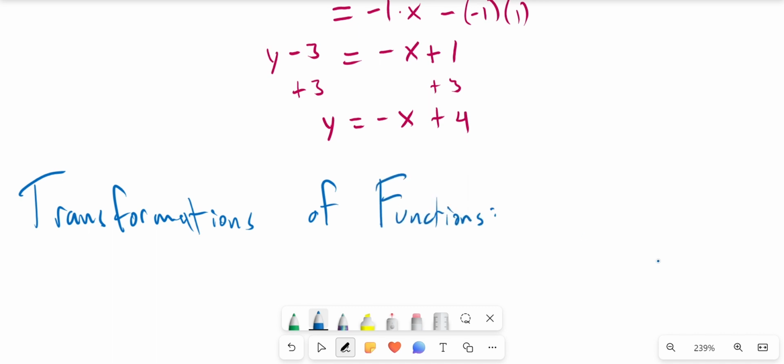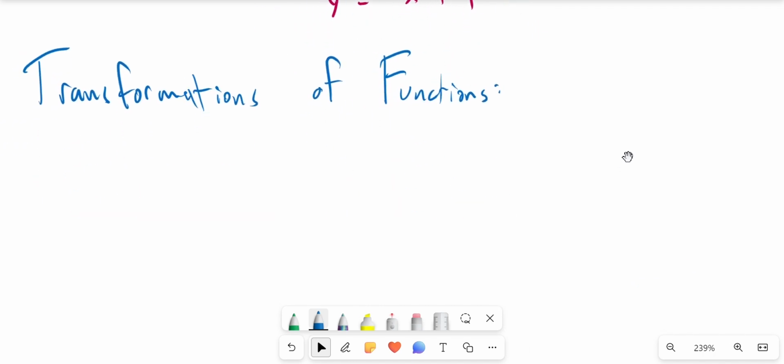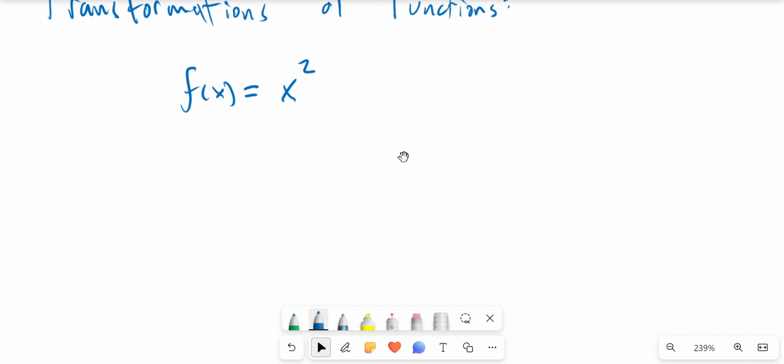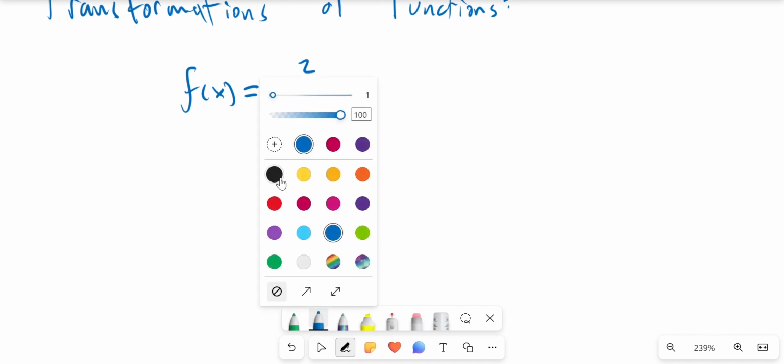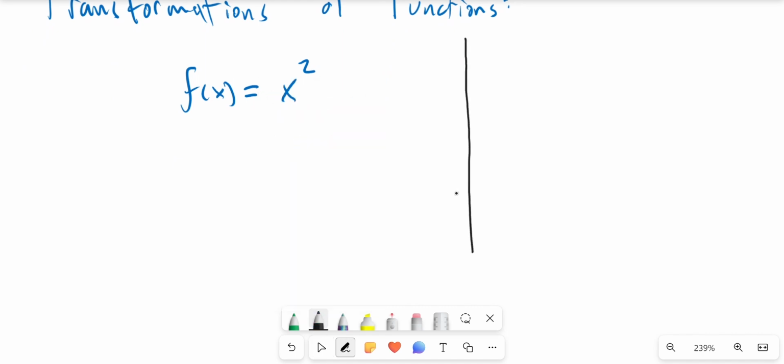So transformations of functions are going to let us take some parent function. Let's get an example going. Let's say f of x is equal to x squared. And what would the graph of that look like? You're probably getting used to seeing the graph of a parabola right now, but let's throw it up here. Just roughly speaking, I don't need to plot a bunch of points. I just want to show you the shape of the thing.